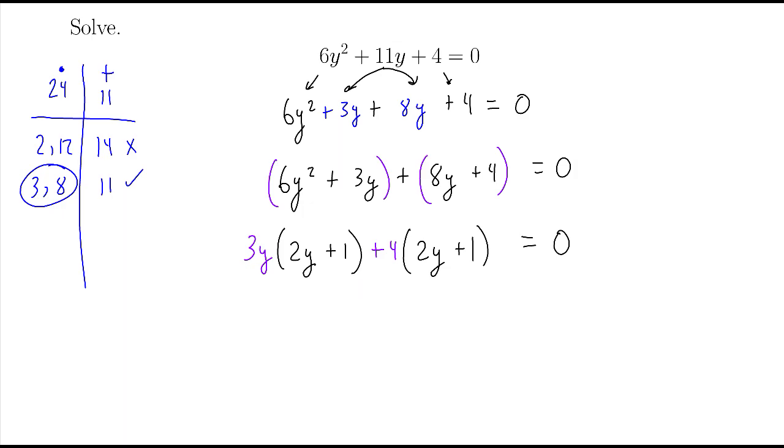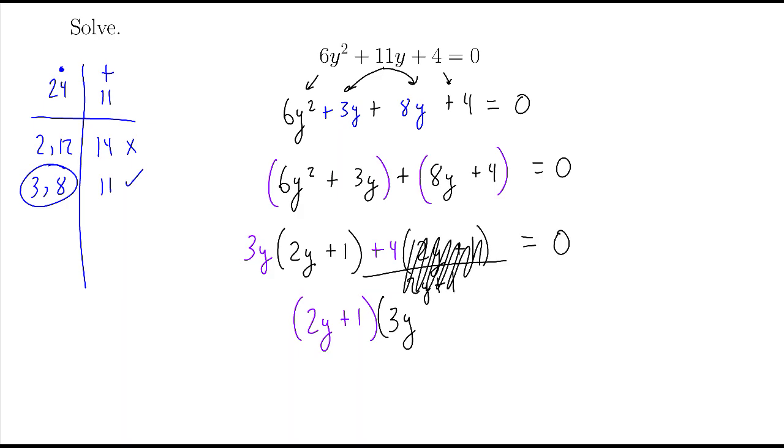And so with common factors, we write the common factor first, 2y plus 1. And then if I divide this by 2y plus 1, they would cancel out and leave me with 3y. If I divided this one by 2y plus 1, they would again divide out and leave me with plus 4. So 2y plus 1 times 3y plus 4 equals 0. Okay, so we factored it.